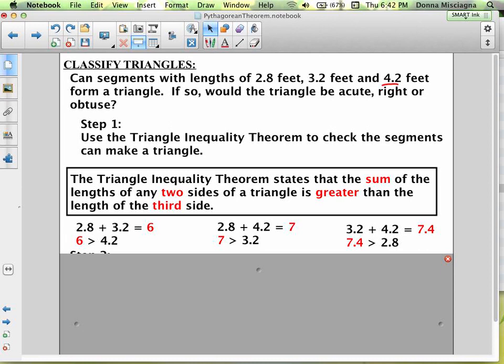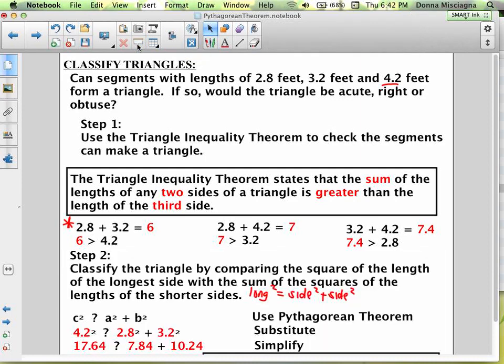So if we add up any two sides, it has to be greater than the third side. You notice that we get the smallest sum when we add up the two smallest sides. So let's check with the two smallest sides for the rest of the problems, because if that one works, the other two will work, because we're going to be adding up larger sides.